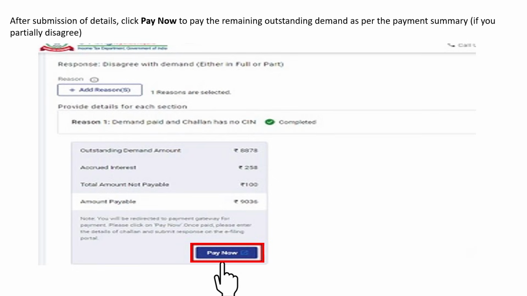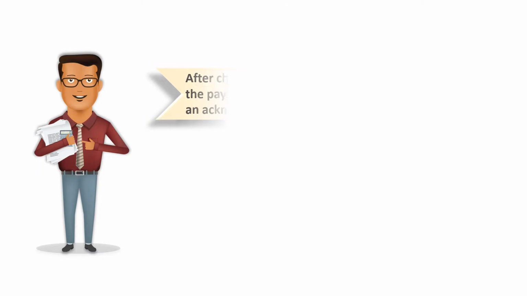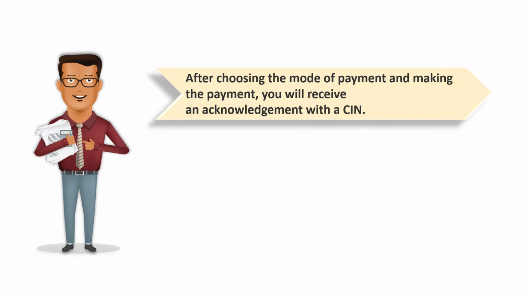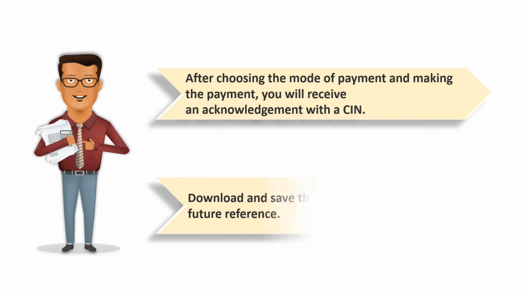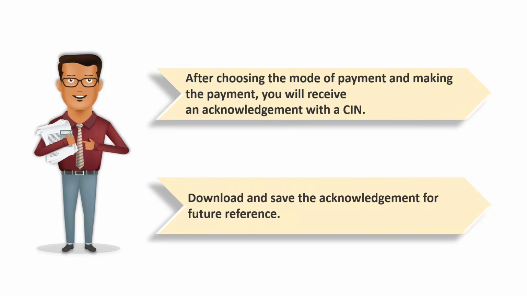Once again, you will be redirected to the ePay Tax functionality where you would be required to select the mode of payment and then make the payment. After making the payment, you will receive an acknowledgement with a challan identification number. You can download and save the acknowledgement for future reference.